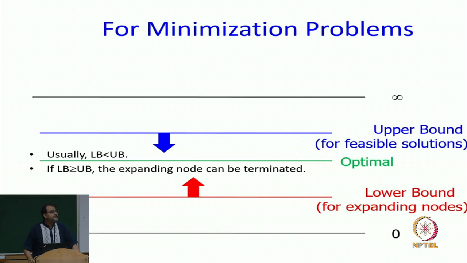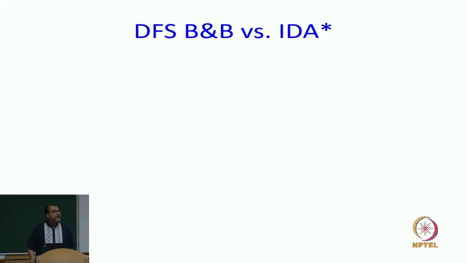Everybody okay with the algorithm? Now comes the difficult question. What about depth first search branch and bound versus IDA star? Now, first of all, are they optimal? Let us say I am talking only about heuristics which are admissible. So, if my heuristics are admissible, are they optimal?